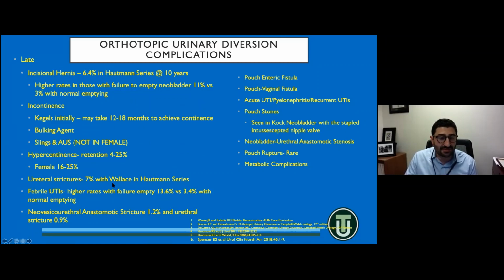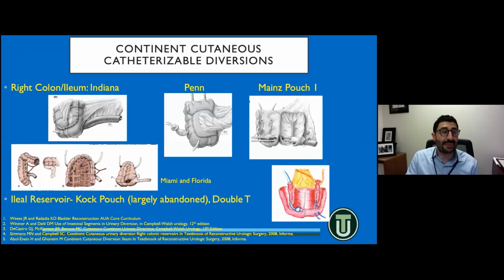Ureteral strictures, similarly to incontinent diversions. Anastomotic strictures are rare. Fistulas, UTIs, pouch stones, and then as well as the metabolic complications that we talked about. So continent catheterizable channels, there's several different versions. Most commonly is an Indiana pouch or some modification of the Indiana pouch, which is the Penn pouch, or the Miami and Florida pouches. The ileal continent catheterizable channel, the Kock pouch, is not as commonly used.